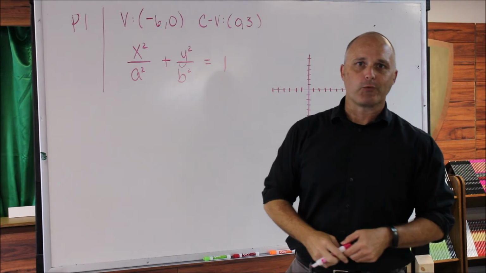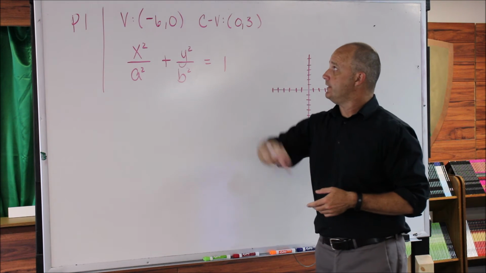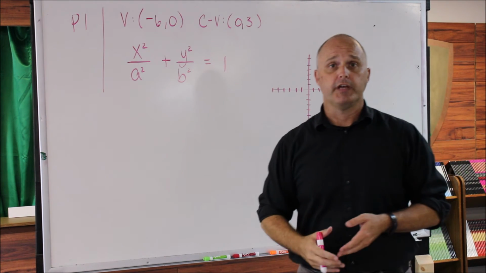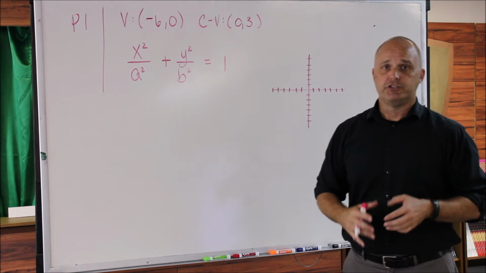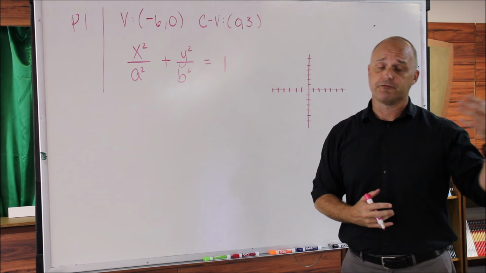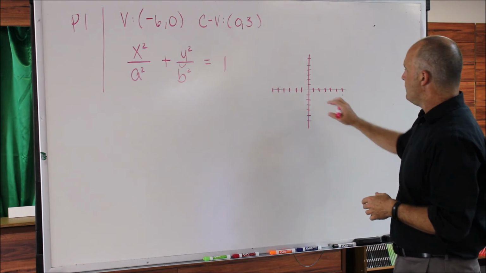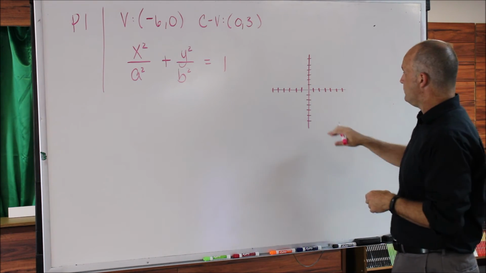For problem number 1, we're going to find the equation of an ellipse that has its vertex at -6, 0 and its co-vertex at 0, 3. So just to figure out which equation we want to use, whether we're going to use the equation for a horizontal ellipse or an equation for a vertical ellipse, what I'm going to do is I'm going to come over here. I'm actually going to plot these points real quick.